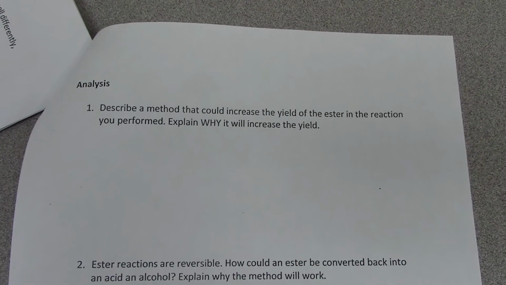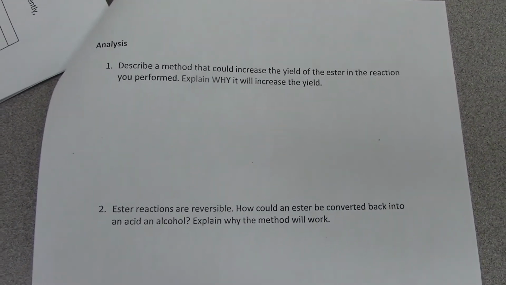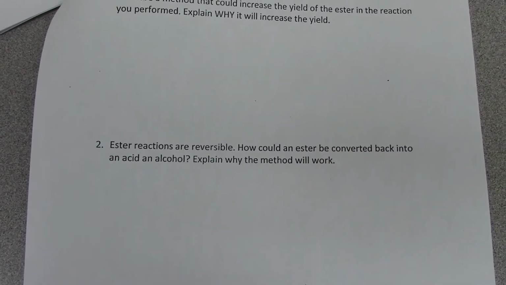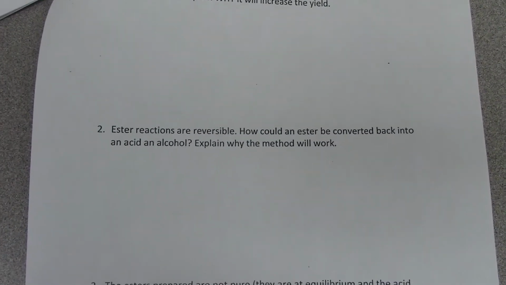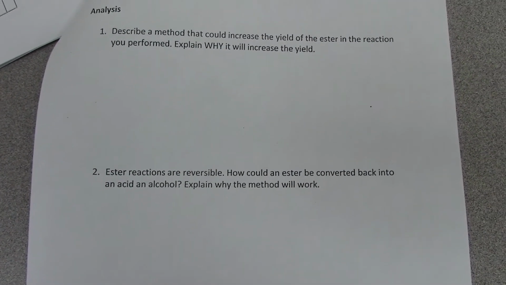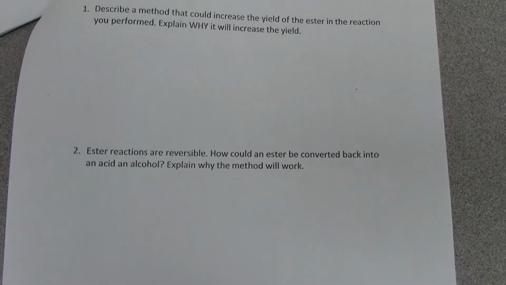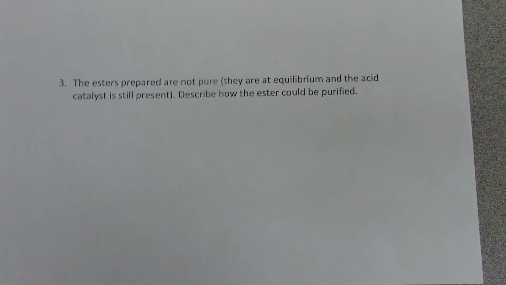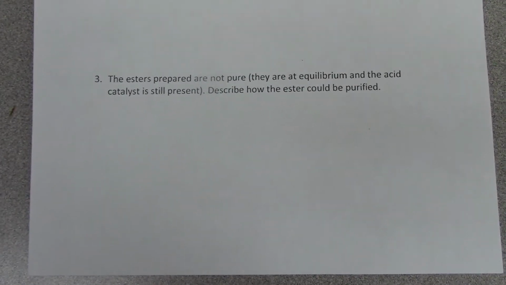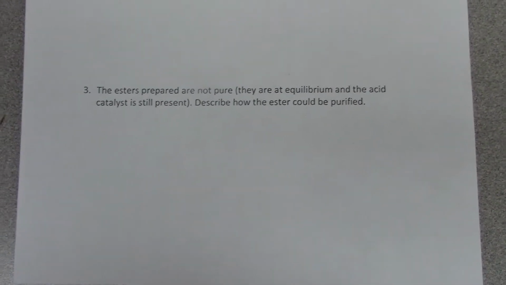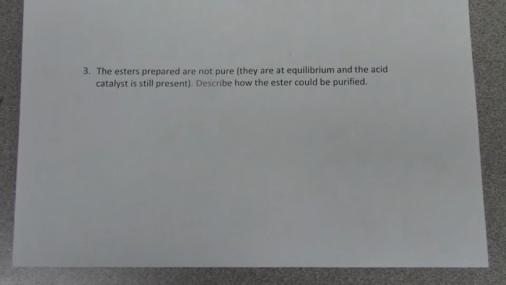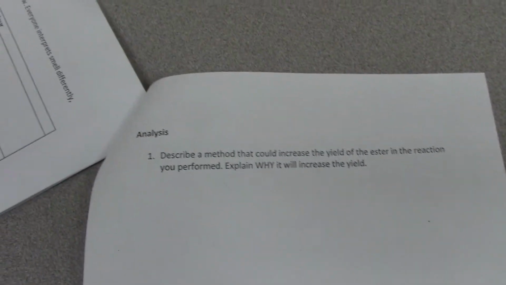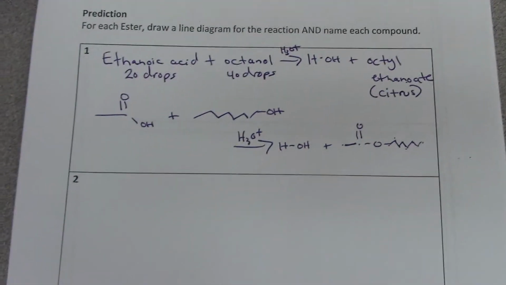I want you to think about equilibrium. What equilibrium shifts can we do for questions 1 and 2 in order to increase the yield of an ester or convert ester back into the products? These are equilibrium reactions. I want you to look at question number 3 as well. Think about treating it with strong acids or distillation or anything like that to answer this question. So you have the analysis questions, and then you have the esterification equations to complete and finish.